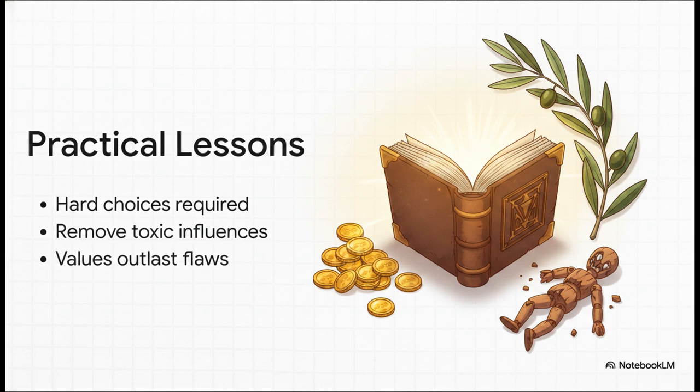Third, a genuine commitment to values outlasts personal flaws. Asa wasn't completely perfect. He didn't manage to remove all those local high places, but his core heart was committed, and that is what defined him. Finally, the actions of leaders profoundly impact generations, for better, like David, or for worse, like Jeroboam.